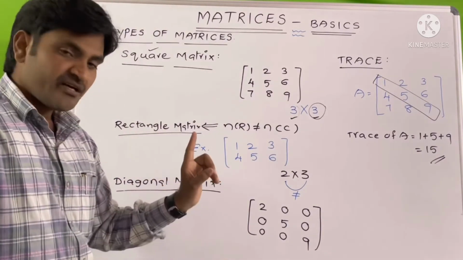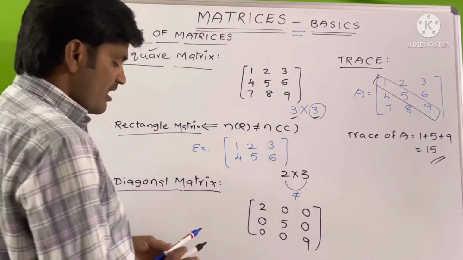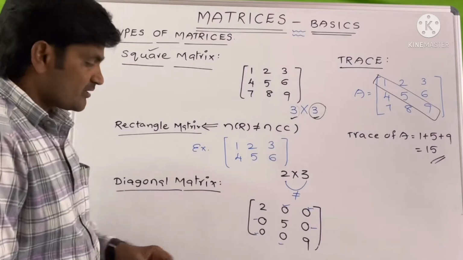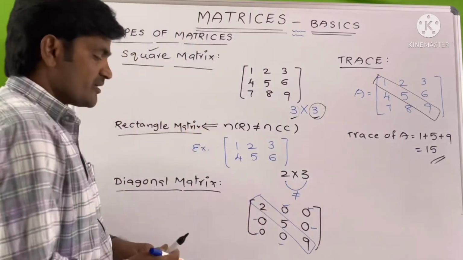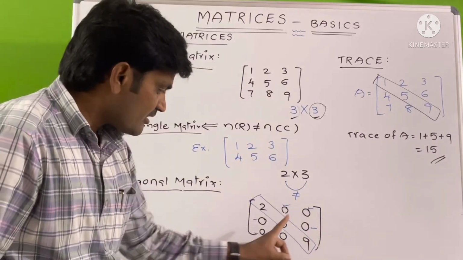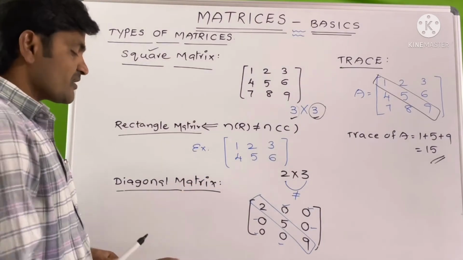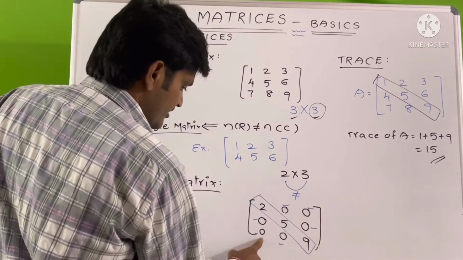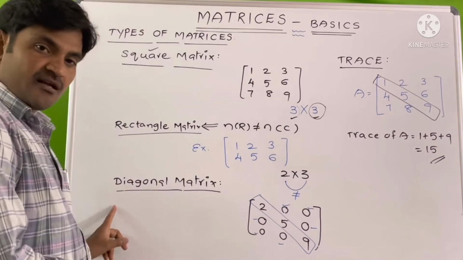Observe here, first of all this is a square matrix. In a square matrix, all non-diagonal elements are equal to 0. Non-diagonal elements. 2, 5, 9 are diagonal elements. These are all non-diagonal elements. So the diagonal matrix definition is, in a square matrix all non-diagonal elements are equal to 0. Then that matrix is called a diagonal matrix.